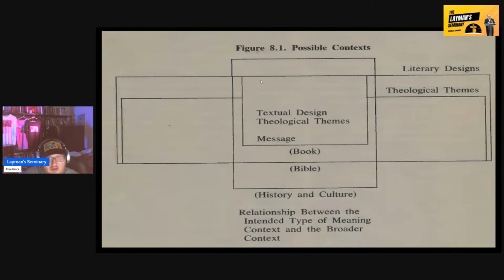So what you have here is the different levels of text. You've got the smallest box here, textual design, theological themes, the messages in there. Then here you've got the book. It's right here, okay? And then you've got the Bible right here. And these lines are indicating literary design and theological themes. It's a relationship between the intended type of meaning context and the broader context. At least that's how I understand him depicting it.